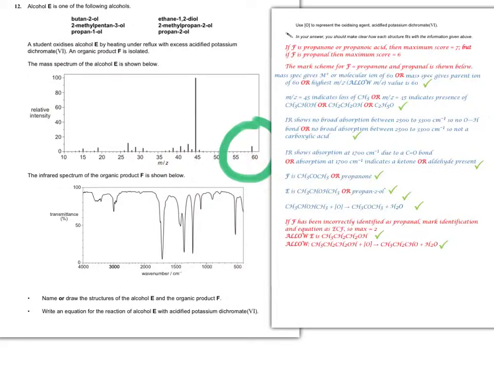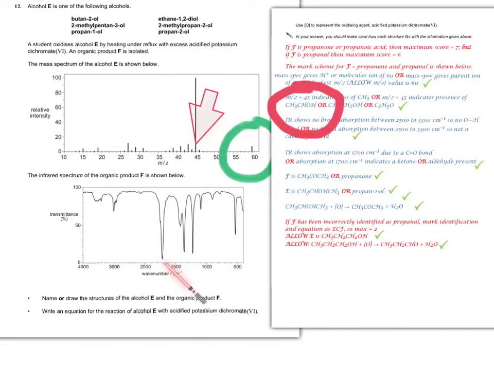Another vital piece of information given to us is this information over here regarding this peak over here at 45. Now what this is telling you is that if you have a peak at 45, this could have only come from this fragment over here, and that particular fragment is only present inside propan-2-ol. Once we become familiar with the information that the starting point must have been propan-2-ol, we can clearly see that the infrared spectrum of F, which is the oxidized product, must be propanone. And again, we have confirmation for that.